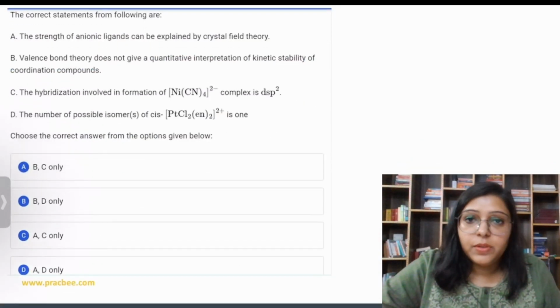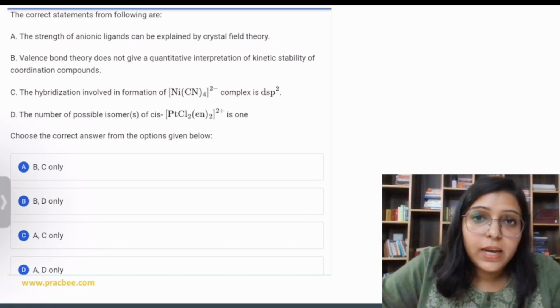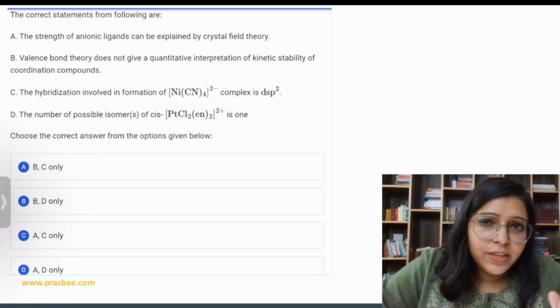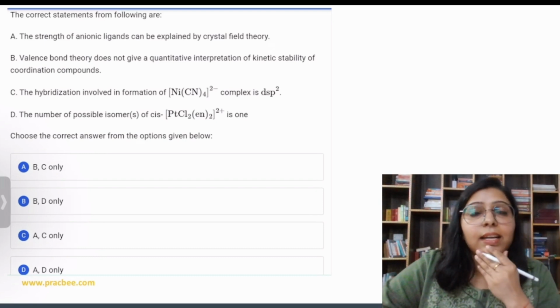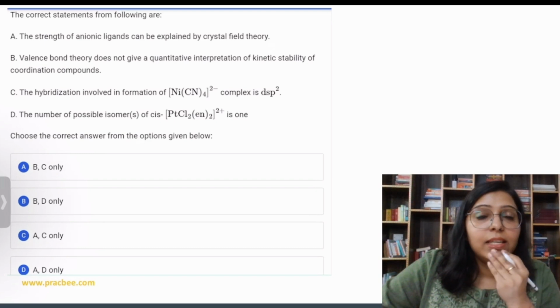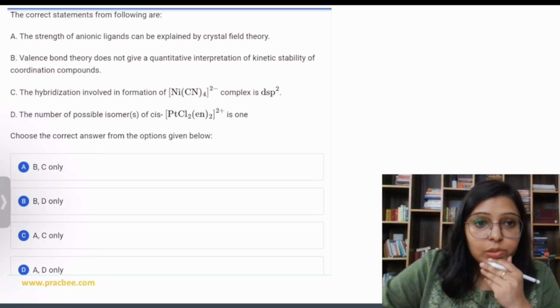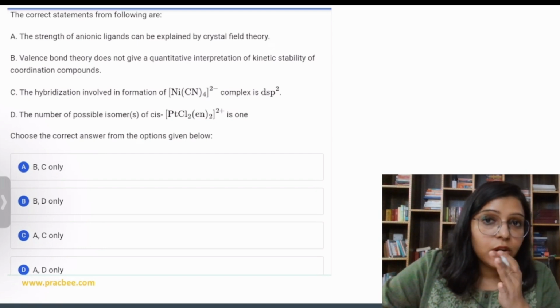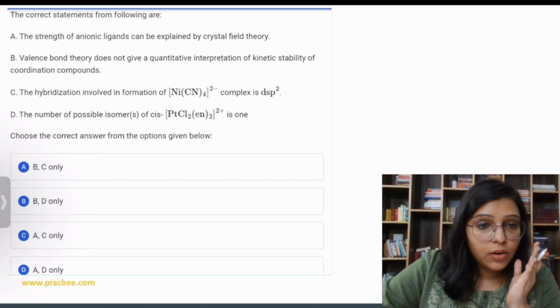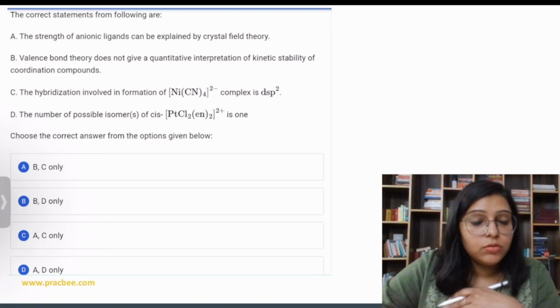The correct statement from the following is: the strength of anionic ligands can be explained by crystal field theory. No, that's not true, right? In crystal field theory, in octahedral geometry we have 6 ligands, so the splitting is going to be more, and the degeneracy of d orbitals cannot be maintained when all 6 ligands approach the metal.